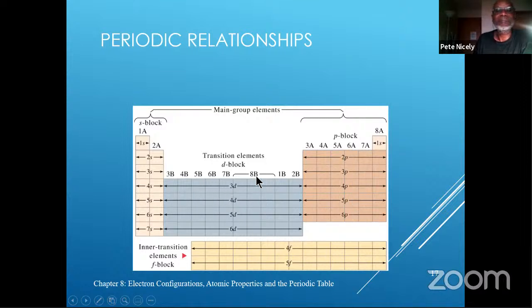In terms of the d block elements, basically as you go from one element to the next, you're adding an electron to a d orbital. And then when you get to the inner transition elements, as you go from one element to the next, you're adding an electron to the f orbital. So these are called the f block elements, all right? So that's basically another way of categorizing the different elements within the periodic table.